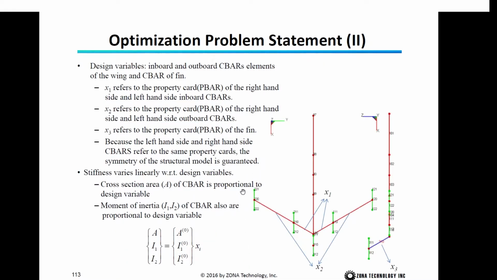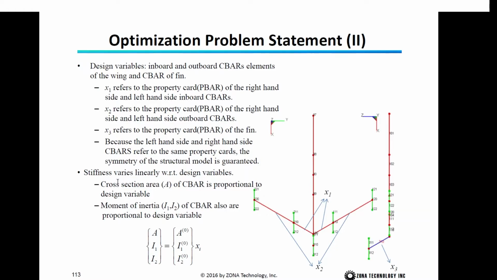And the design variables are the inboard wing C-bar element and outboard wing C-bar element. So we call these X1 and X2. Also, the beam to model the vertical tail is X3. So we have 3 design variables, and we want to optimize the area.